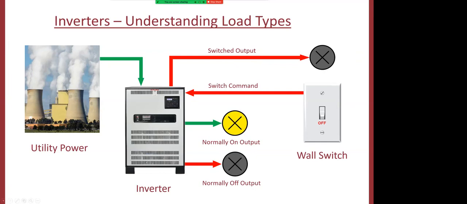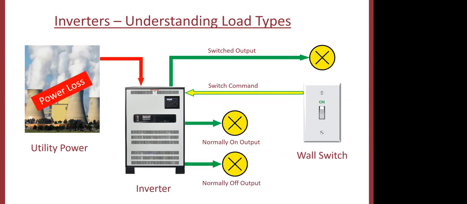The normally on output would be always on, whether in emergency or in normal mode. That would typically be referred to as a night light in our industry, or a light that needs to remain illuminated 24 hours a day. And then you have your switched output type. The switched output type is going to trigger off of a wall switch. That switch command is going to trigger the inverter to turn the switched output on. So we're running the wall switch output directly to the inverter and allowing the inverter to do the switching for us.